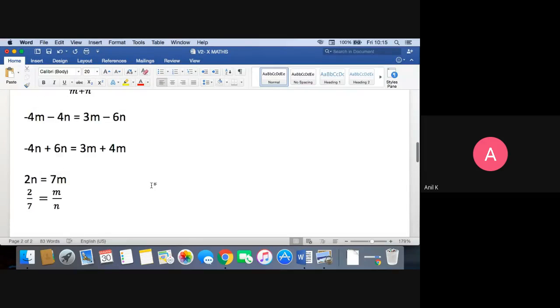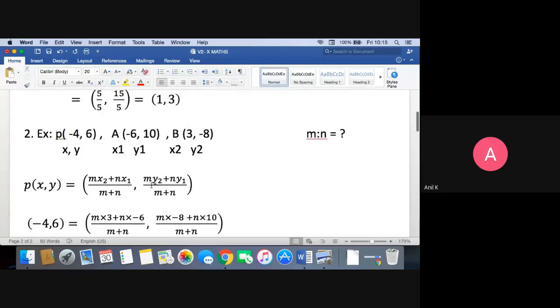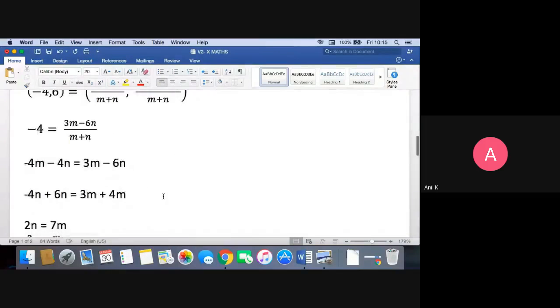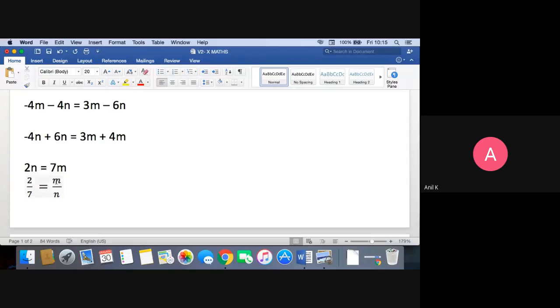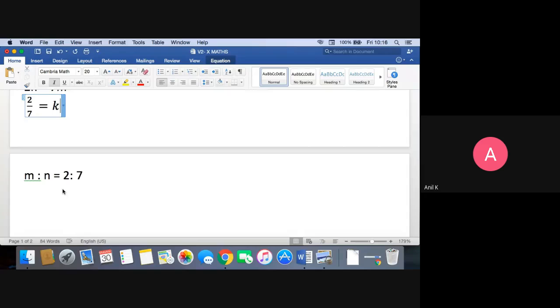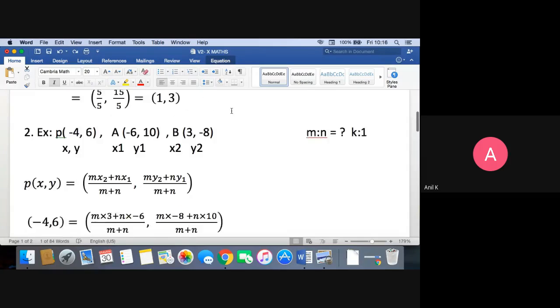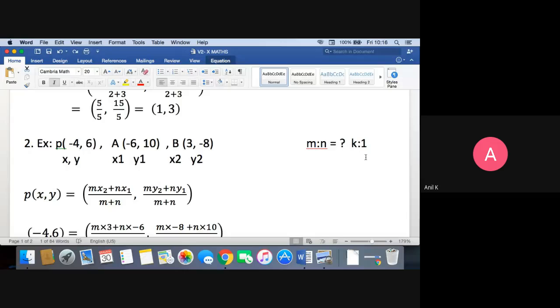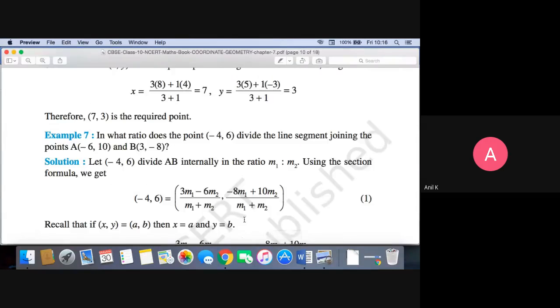See, in some of the books, instead of m is to n, where I have taken the ratio as m is to n, some of the books take it as k is to 1. So instead of m and n, they use k is to 1, they simplify and get the k value. For example, if I take k is to 1, in place of m upon n, I'll get the value as k. So k value is 2 upon 7. So then also the ratio will become 2 is to 7. So it is up to us whether you take m is to n or whether you take k is to 1.